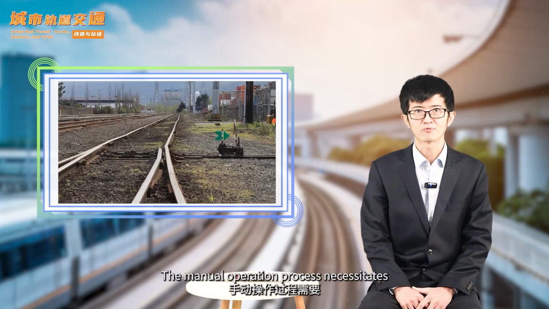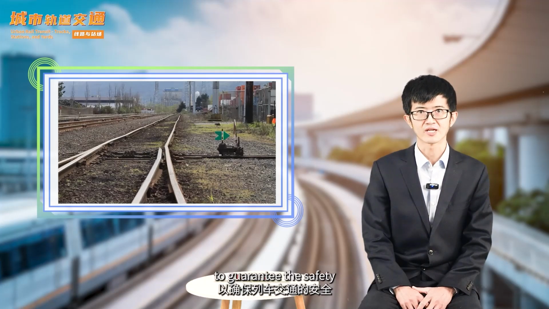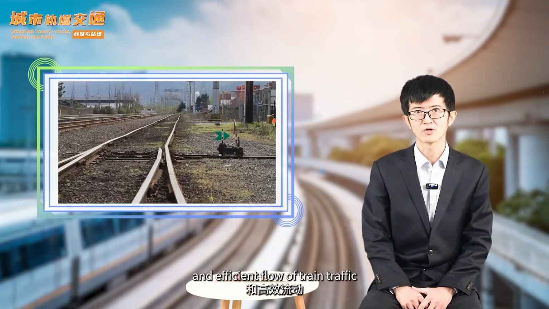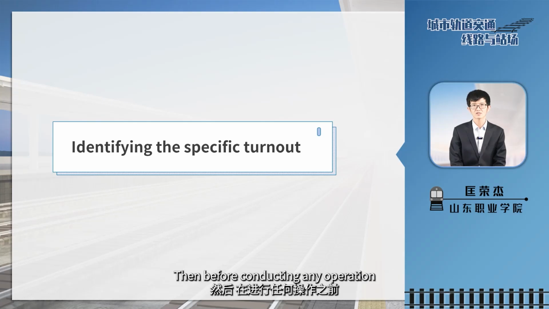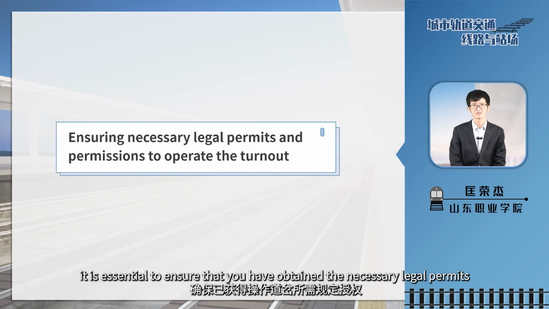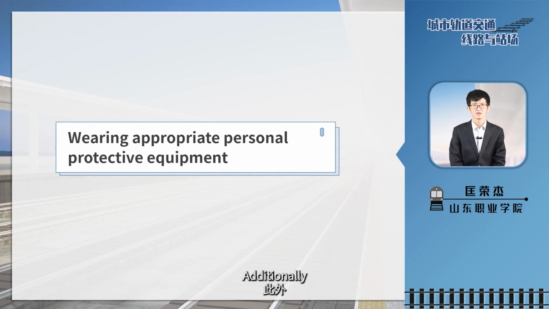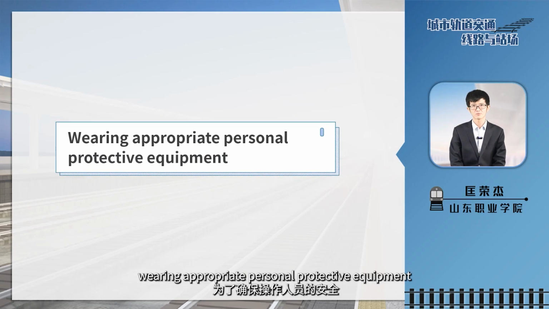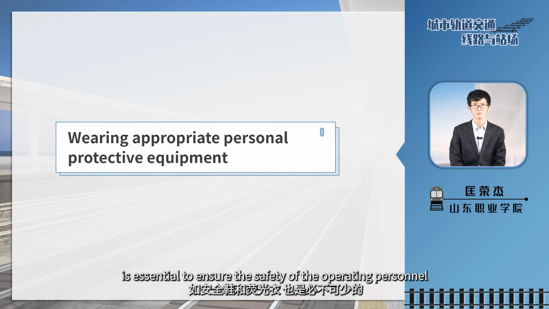The manual operation process necessitates strict adherence to a specific set of procedures to guarantee the safety and efficient flow of train traffic. Firstly, you need to identify the specific turnout you need to operate. Then, before conducting any operation, it is essential to ensure that you have obtained the necessary legal permits and permissions to operate the turnout. Additionally, wearing appropriate personal protective equipment such as safety shoes and a high visibility vest is essential to ensure the safety of the operating personnel.